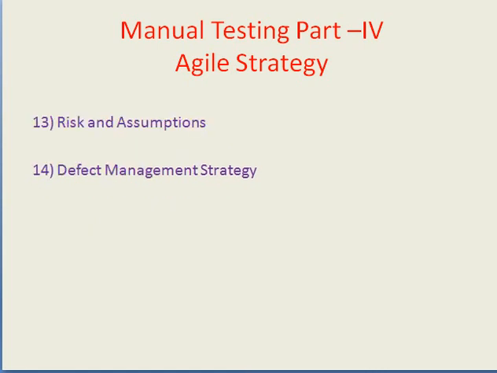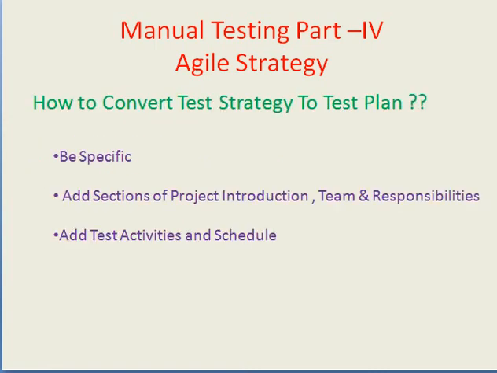And once you have the agile test strategy available to you, you need to make a couple of changes. Add or remove the sections that are not applicable, add sections that are applicable to the project, remove sections that are not applicable to the project, keep sections that are applicable to the project. Then add more sections of the project introduction, who are the team members, what are the responsibilities of the team members, and finally add all the test activities and overall schedule.